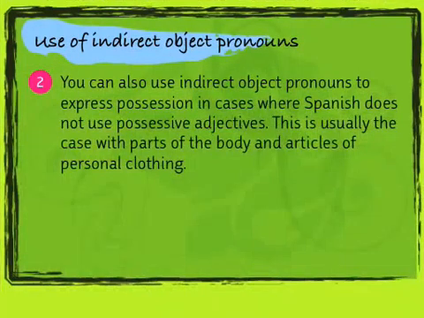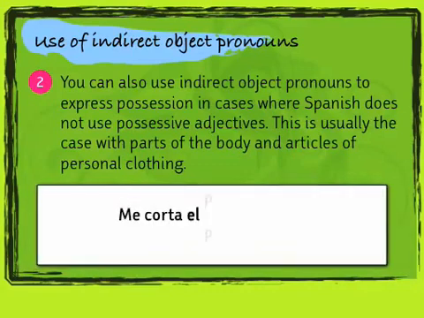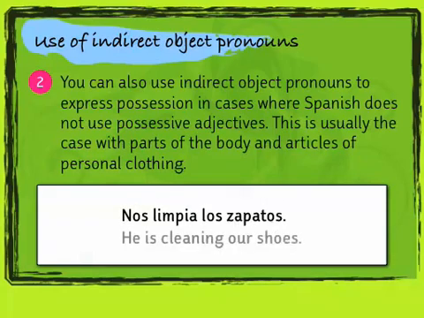You can also use indirect object pronouns to express possession in cases where Spanish does not use possessive adjectives. This is usually the case with parts of the body and articles of personal clothing. Me corta el pelo. She is cutting my hair. Nos limpia los zapatos. He is cleaning our shoes.